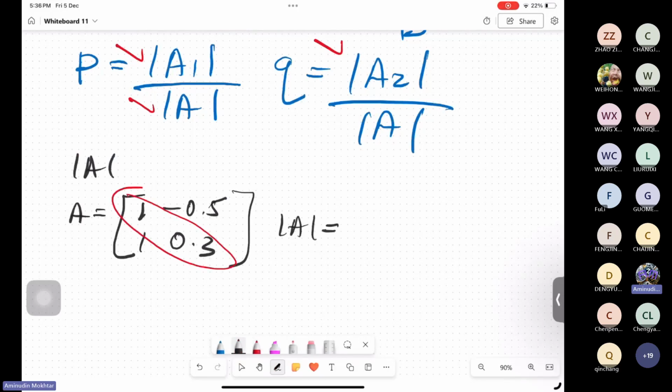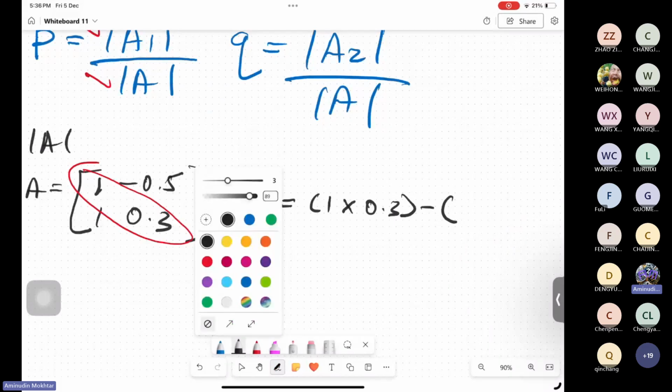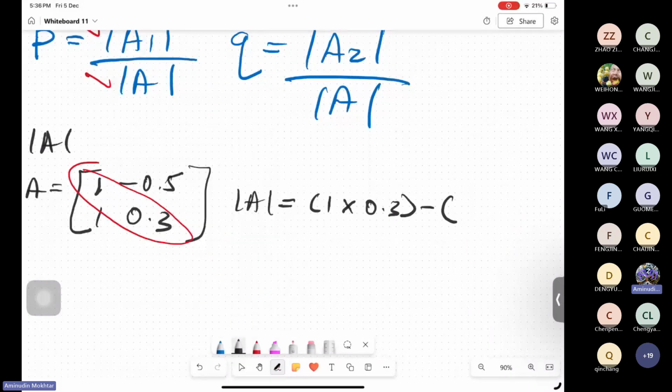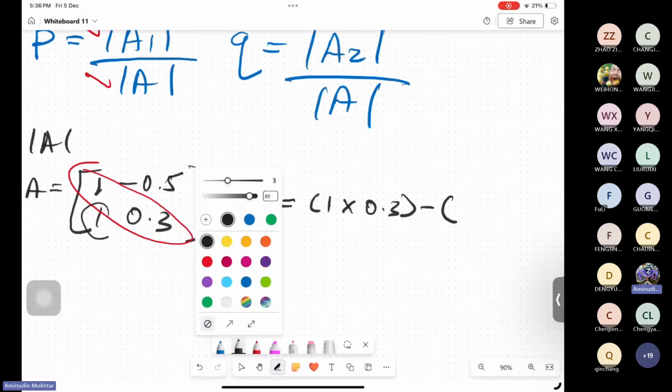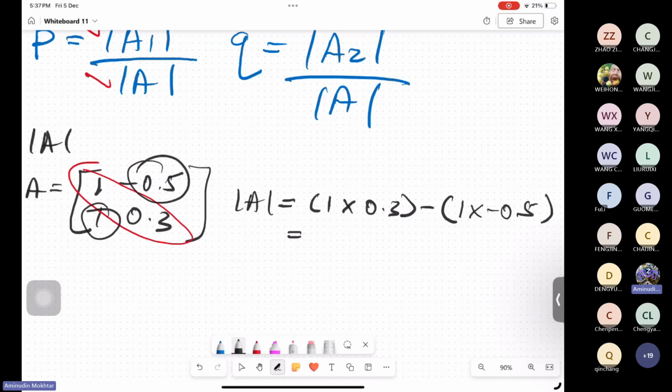the main diagonal, this number, 1 times 0.3, minus the product of the two other numbers, 1 times negative 0.5. Okay, that's equal to 0.3 plus 0.5, which is 0.8.